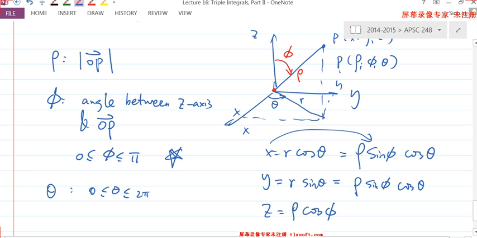What's your y supposed to be, like rho sine theta cos theta? Rho sine phi gives you r here, right? Then r, this is theta. r sine theta gives you this y here.